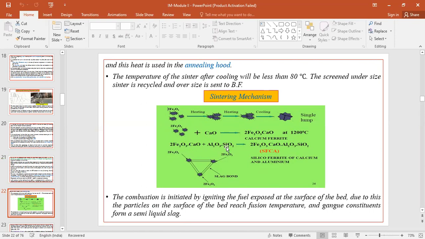So this slag phase will bond the iron bearing particles. This entire compound is nothing but 2 Fe2O3, CaO, Al2O3, SiO2. This is a silicate of calcium and aluminate, where you can see Fe2O3 is the iron bearing material, and the rest, CaO, Al2O3, SiO2, is the slag phase. So schematically, this is how sintering basically takes place. That is the bonding of iron bearing material with the slag. The slag is the bond, and the iron bearing materials are agglomerated.